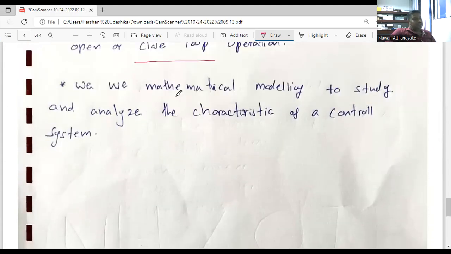I already told you that we have to use mathematical modeling to study and analyze the characteristics of the control system. The mathematical modeling part is also there. There we are going to find the response of the system and the stability of the system. To measure the stability, there are many techniques we are using. We are using many plots. Those things we are not going to talk about here.